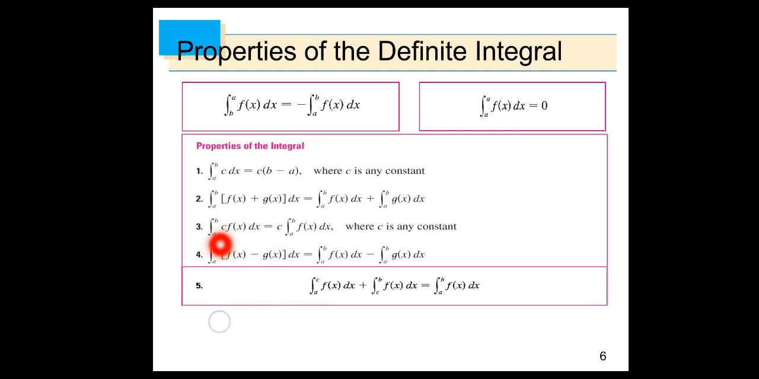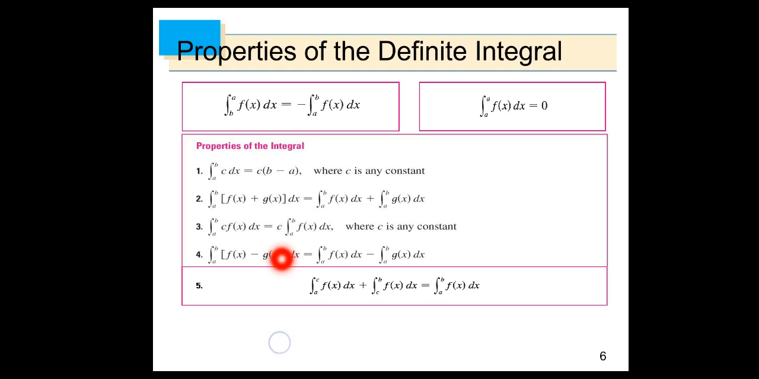So what happens is, we have this constant here, and we just take this constant out of the integration, and it would be on the left side of our integration sign. All right, the next one is the integration from a to b of f of x minus g of x dx. It's equal to the integration from a to b of f of x dx minus the integration from a to b of g of x dx. So we are simply subtracting these two functions, and we can write it in this particular form as well.